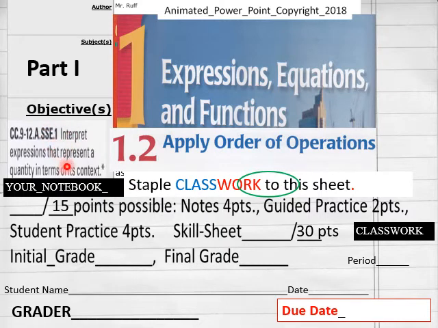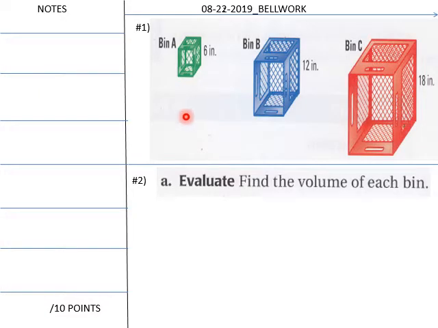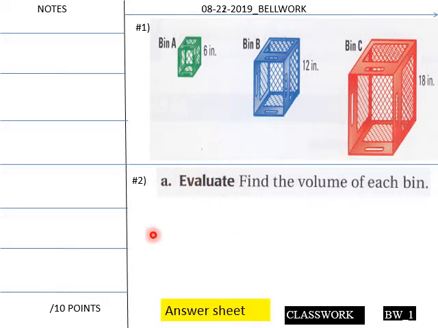Here's your standard: write expressions that represent a quantity in terms of its context. It's in chapter 1 of Algebra 1, expressions, equations, and functions. Teachers, here's your bell work. Have your kids find the volume of each bin here. Give them about 5 minutes.